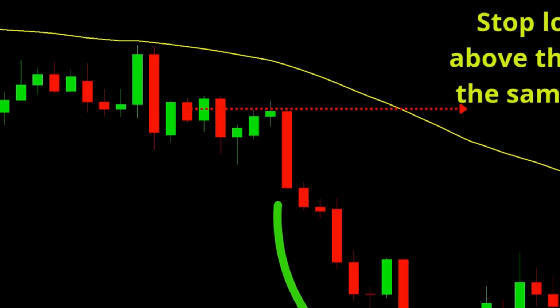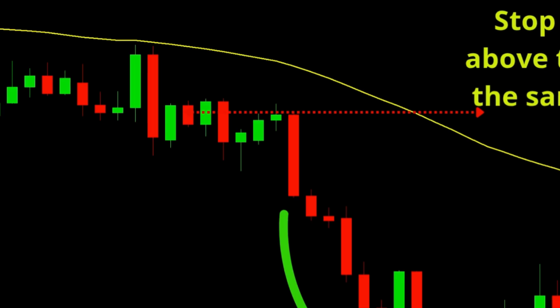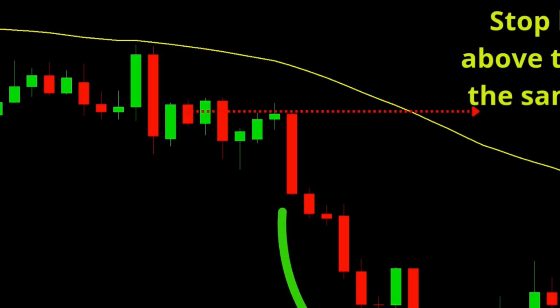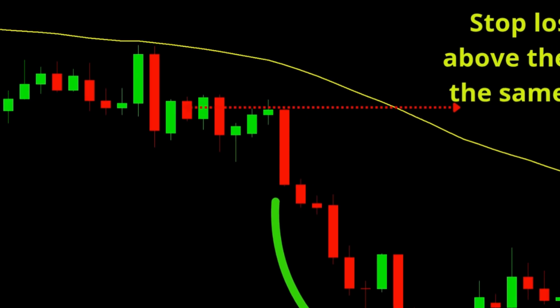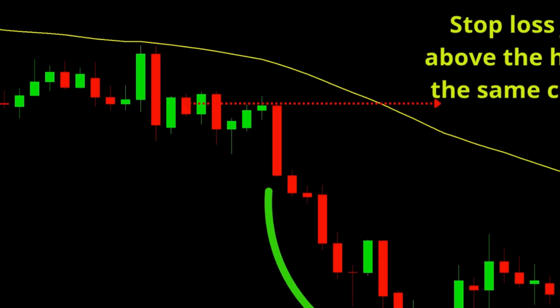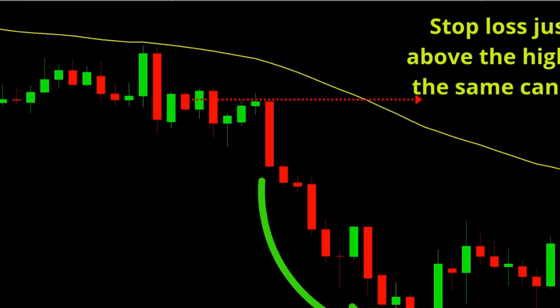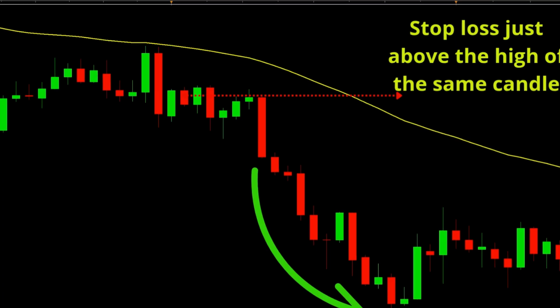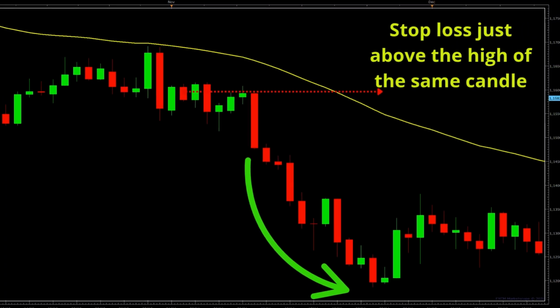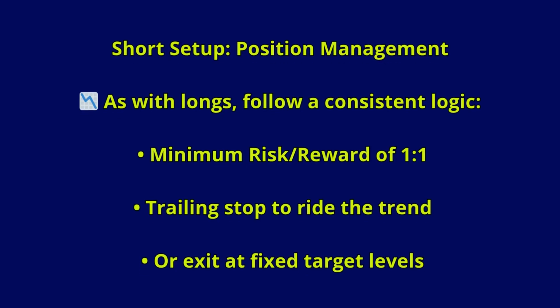By placing your entry on the low and your stop on the high of the setup candle, you maximize your potential reward relative to your risk. This clean structure is fundamental to the high risk-reward potential of this strategy, the short setup. Position management follows the same consistent logic as with our long trades. Maintaining symmetry is crucial for systematic trading.